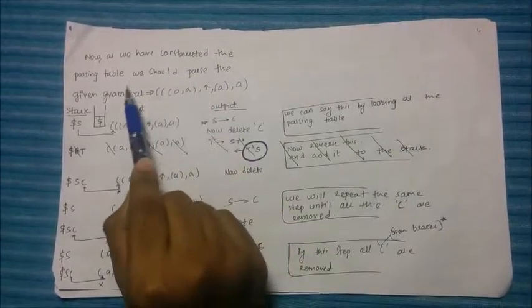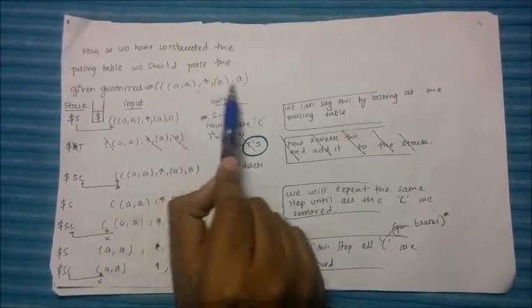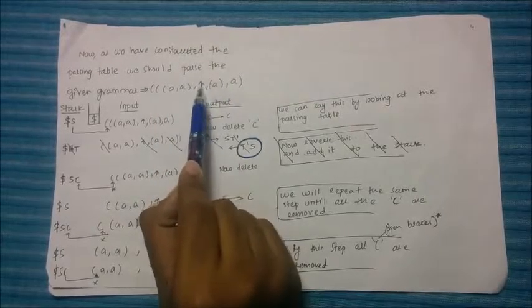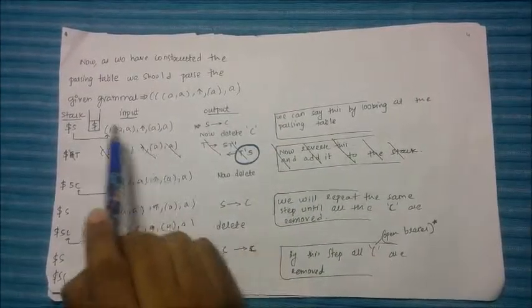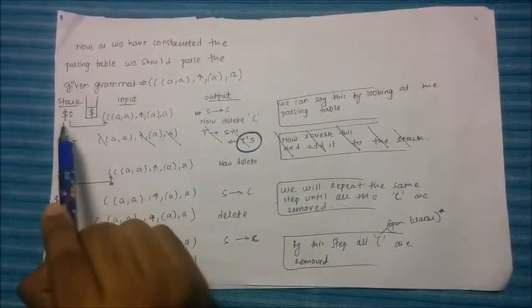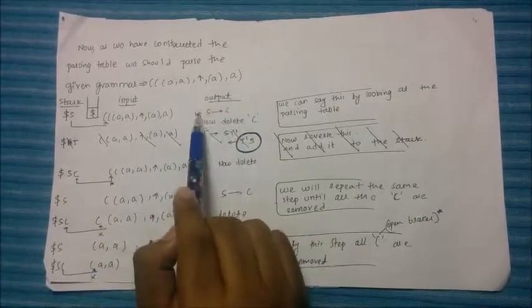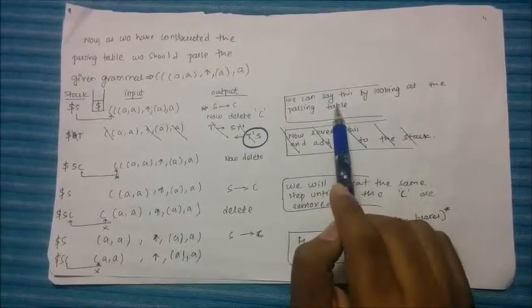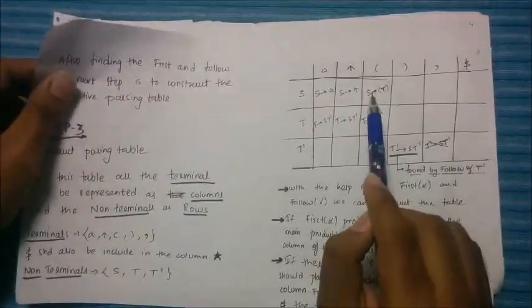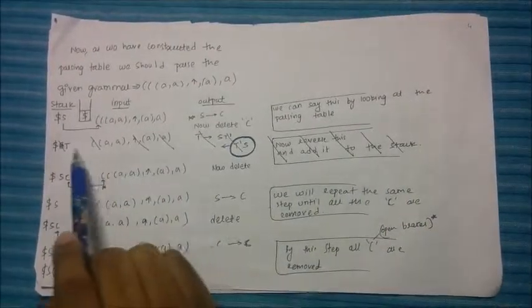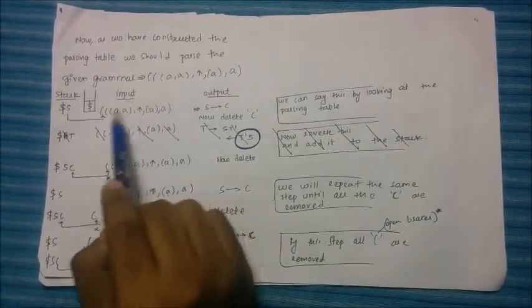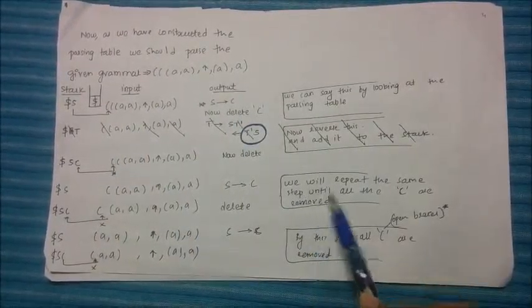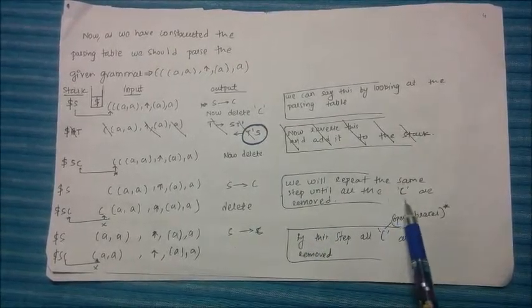Now, as we have constructed the parsing table, we should parse the given input using the grammar. This is the grammar which we found, and the constructed parsing table is this one. With the respective parsing table, we have the stack, input, and output. For $S, the input is as follows, and the output is as follows. We can say this by looking at the parsing table. The stacks are as follows: $T, $SE, and the respective inputs and outputs are given. We will repeat the same step until all the epsilons are removed.